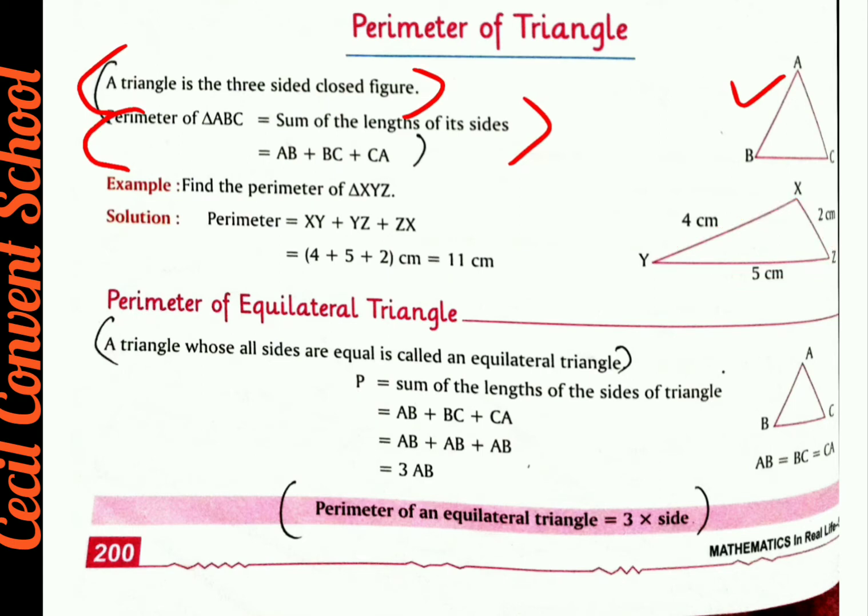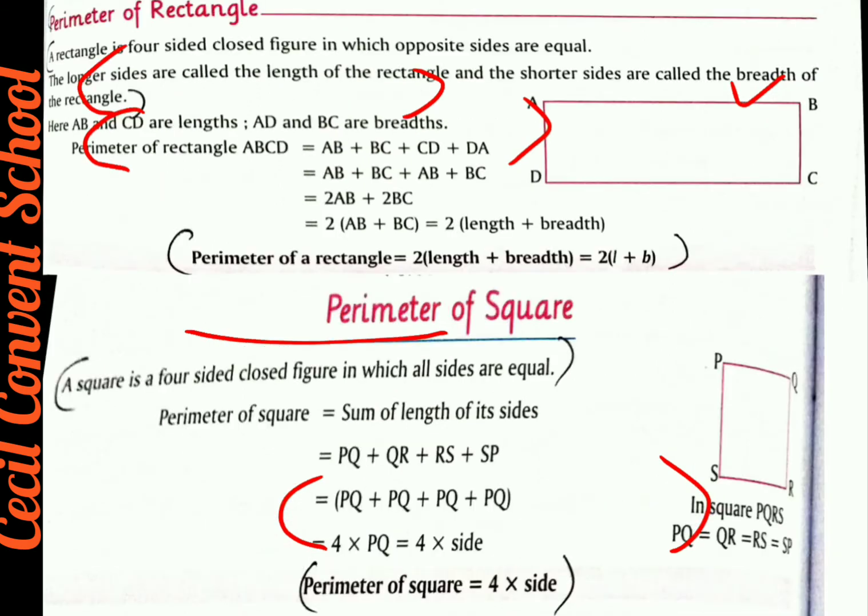Clear? Now, if the triangle is equilateral, equilateral means when all sides are equal, that is called an equilateral triangle. When all sides are equal, in that case you have to use this one formula. You will not add all the sides. You will use 3 into side. Clear? Then now I will tell you rectangle.